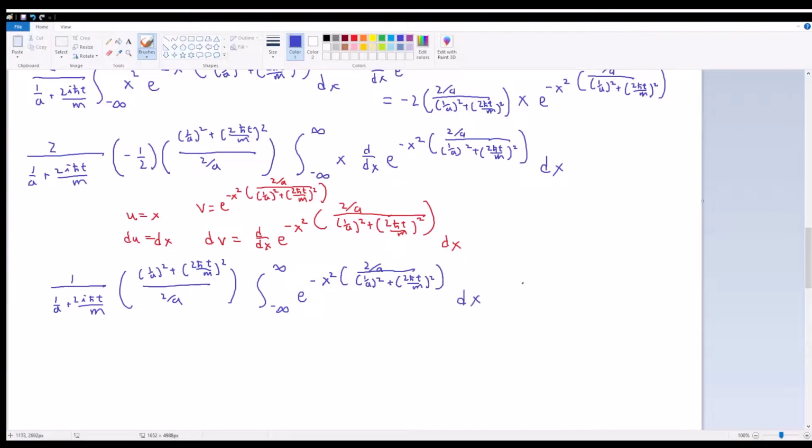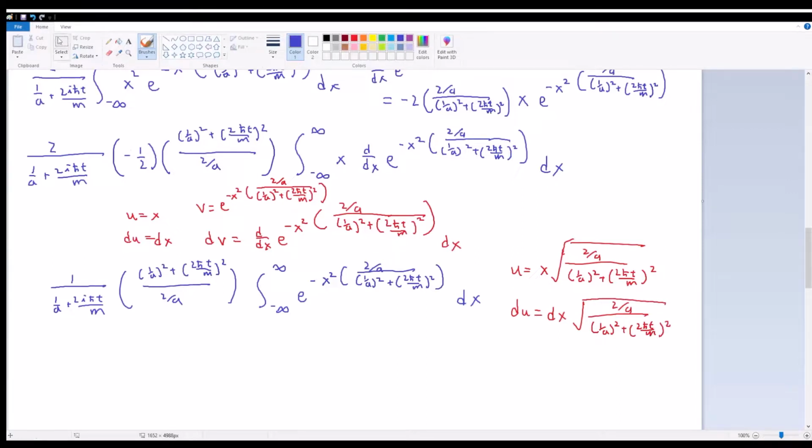dx. Then we do u sub again in order to get this into the form of a Gaussian. So u equals x times square root of 2 over a divided by 1 over a squared plus 2h bar t over m squared. So du is equal to dx times the square root of 2 over a over 1 over a squared plus 2h bar t over m squared. And we rewrite this out, and what do we get?